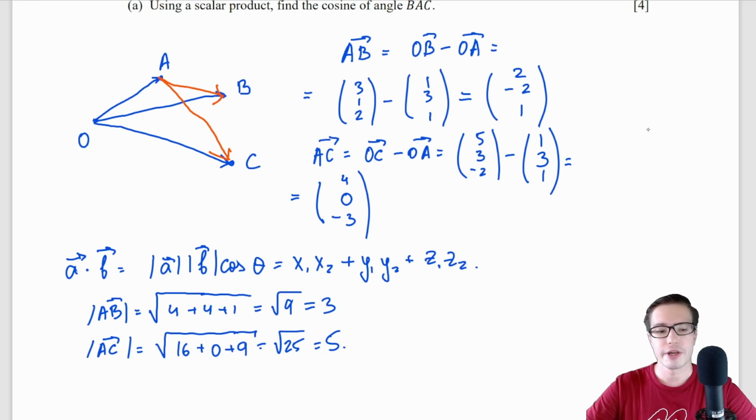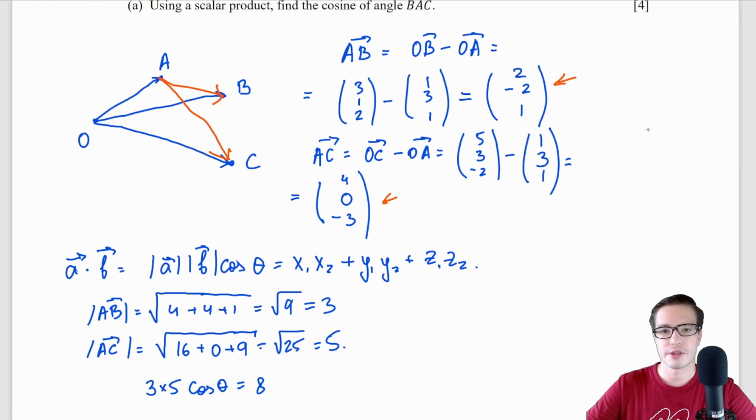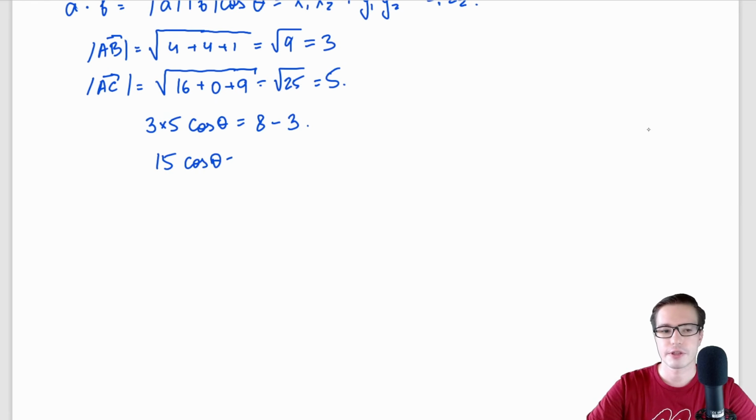Okay, now let's substitute that into the formula. 3 times 5 times cosine theta. And now let's use the dot product using the coordinates. Use these two vectors. X times x, or 2 times 4 is 8. Minus 2 times 0 is 0. And then 1 times negative 3 is negative 3. So 15 cosine theta equals 5. Divide both sides by 5. And there we go, cosine theta equals a third.